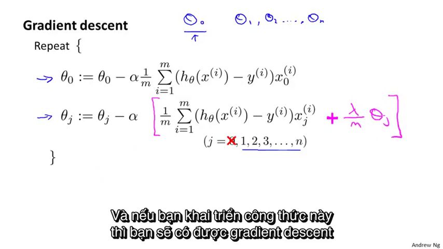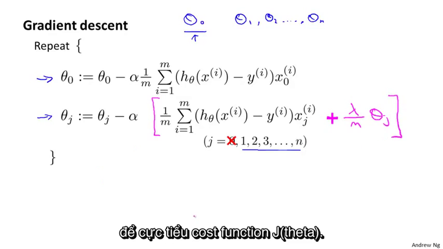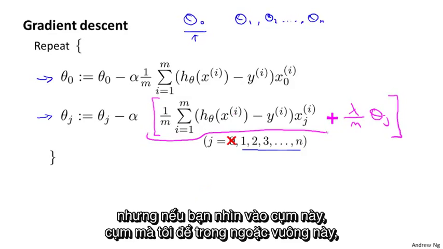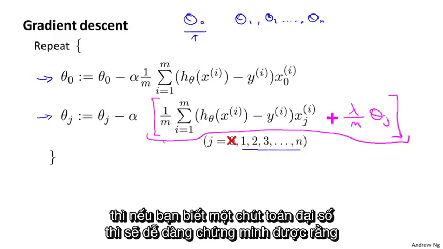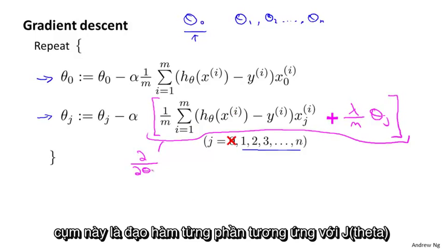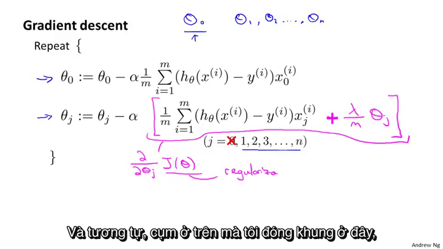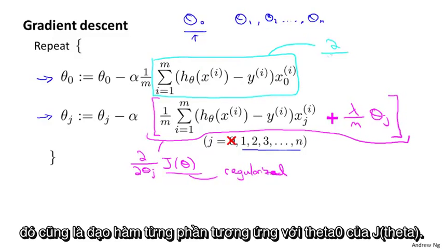And if you implement this, then you have gradient descent for trying to minimize the regularized cost function J of theta. I'm not going to do the calculus to prove it, but if you look at this term written in square brackets, if you know calculus, it's possible to prove that that term is the partial derivative with respect to theta j of J of theta, using the new definition of J of theta with the regularization term. And similarly, this term up on top, which I'm drawing in the cyan box, is still the partial derivative with respect to theta 0 of J of theta.